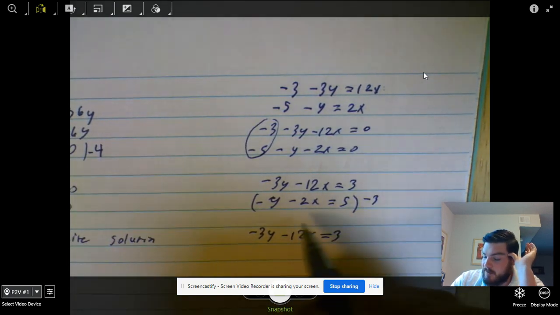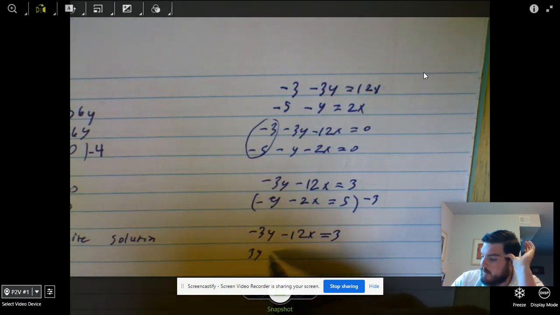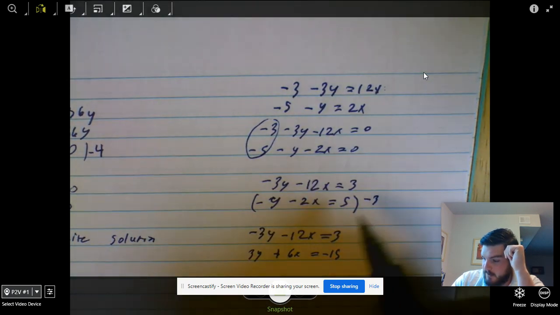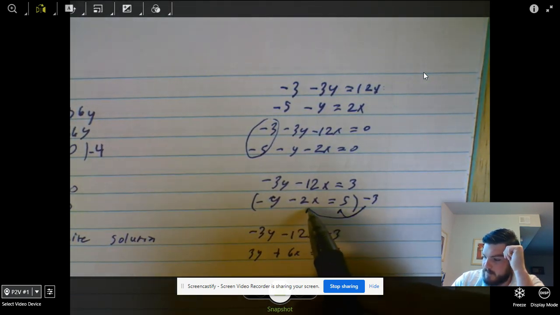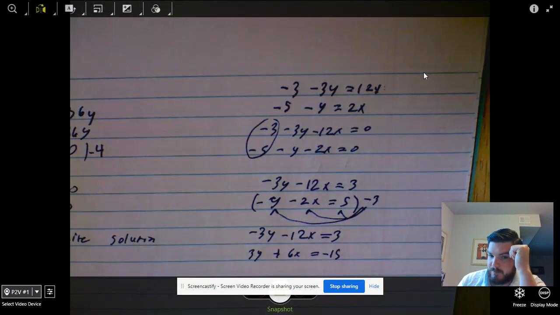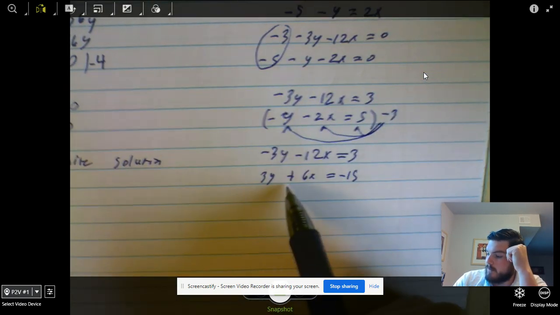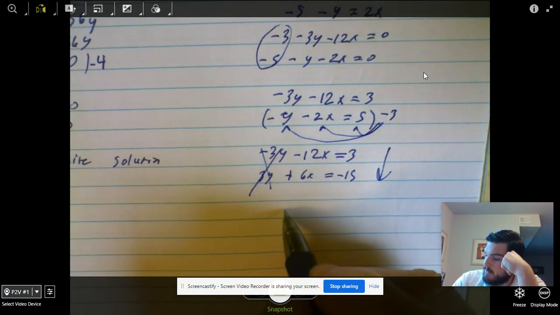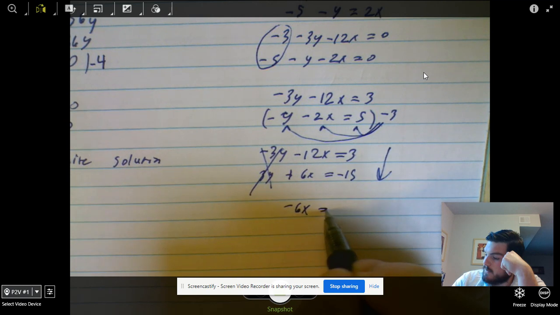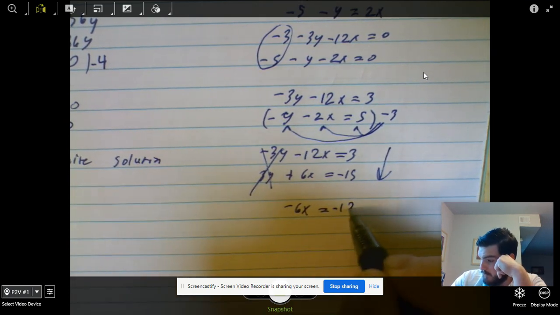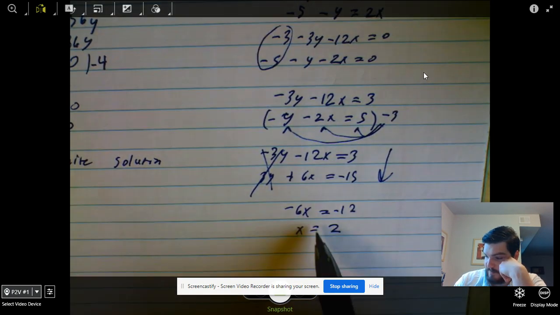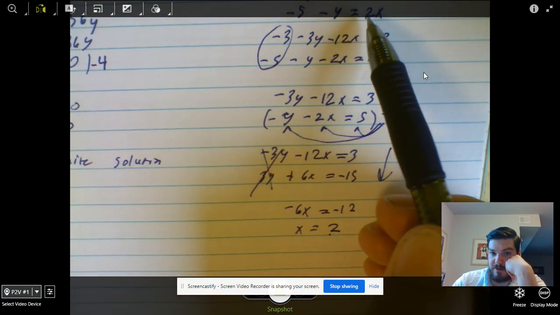Then we'd have 3 times, so we'd have 3y plus 6x equals negative 15. Okay, because that 3 multiplies here, and multiplies here. Okay, so then what we're going to do is we see that these cancel. We're going to add down. So we're going to get negative 6x equals negative 12. X equals 2.